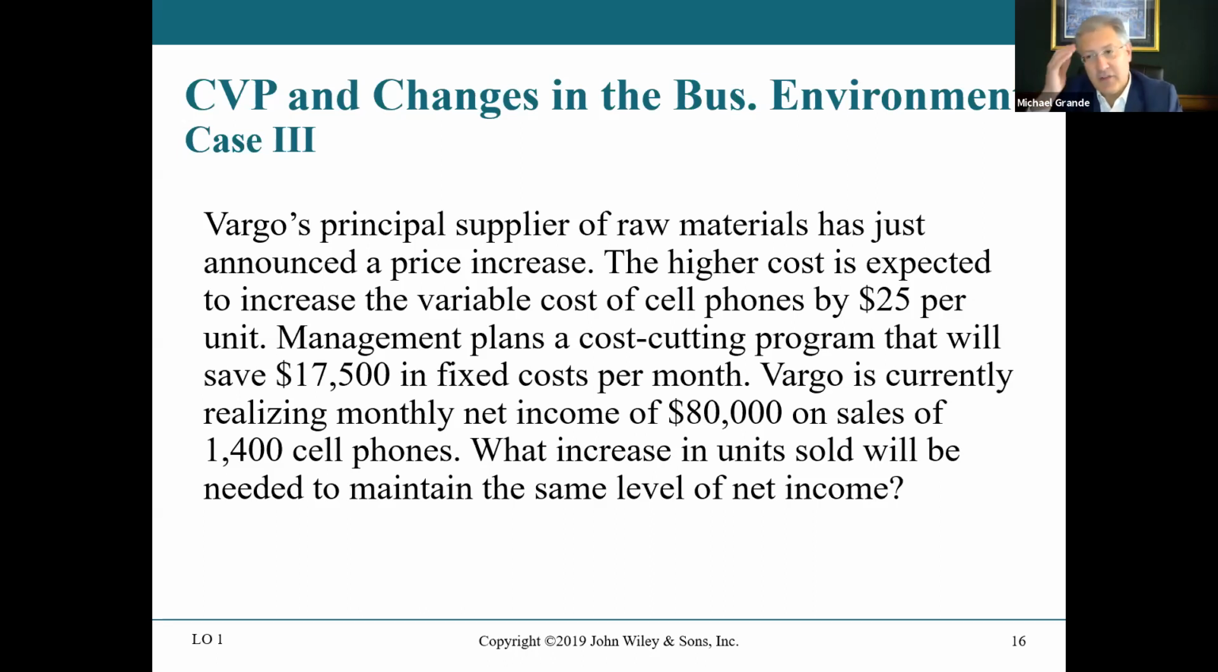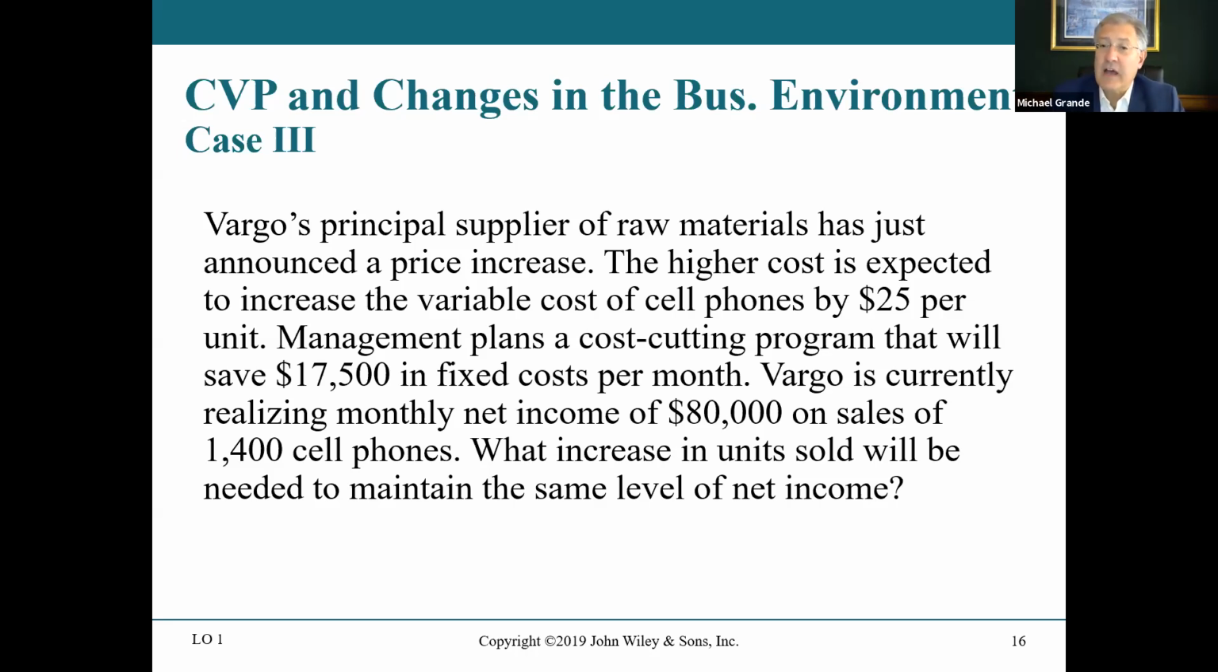Management plans a cost-cutting program that will save $17,500 in fixed costs per month. Vargo is currently realizing monthly net income of $80,000 on sales of 1,400 units. What increase in units sold will be needed to maintain the same level of net income?